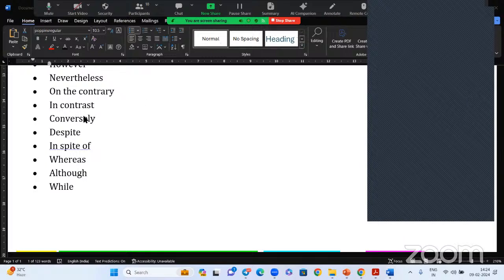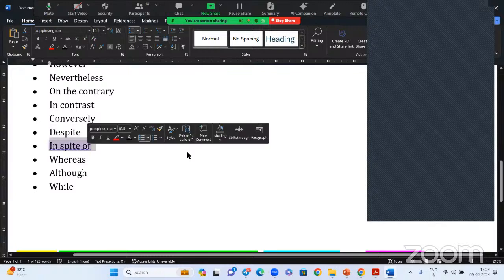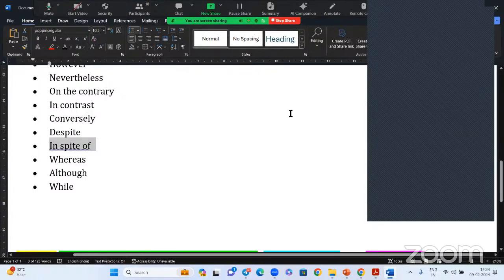See here, all these words are synonyms. Despite is equal to in spite of. Three words together is equal to one word, despite. So despite, yeah, these are very obedient students.